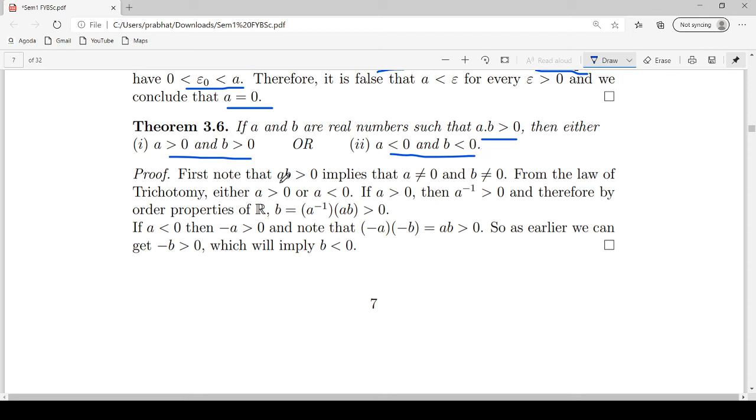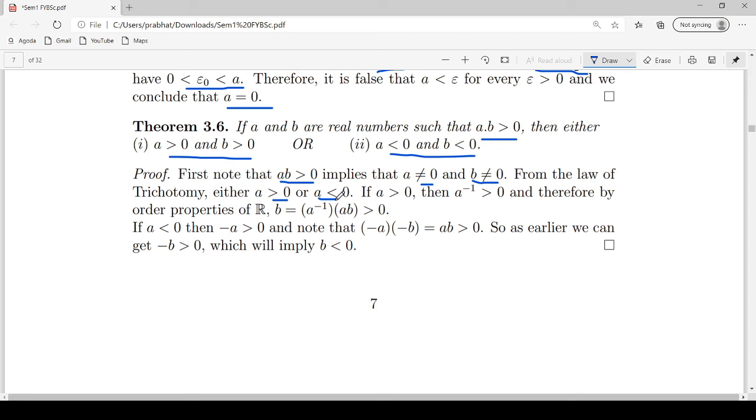First, we are given that the product AB is greater than 0. This implies that A is not equal to 0 as well as B is not equal to 0, because we know that multiplication by 0 to any real number is equal to 0, and since the product AB is greater than 0, we can say A and B both are not equal to 0. Now by using the law of trichotomy, since A is not equal to 0, A is either greater than 0 or A is less than 0.